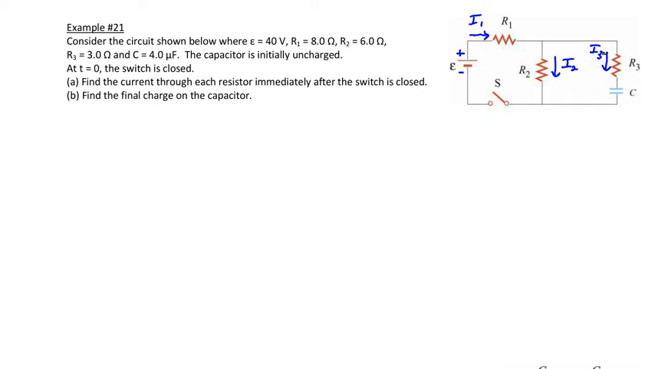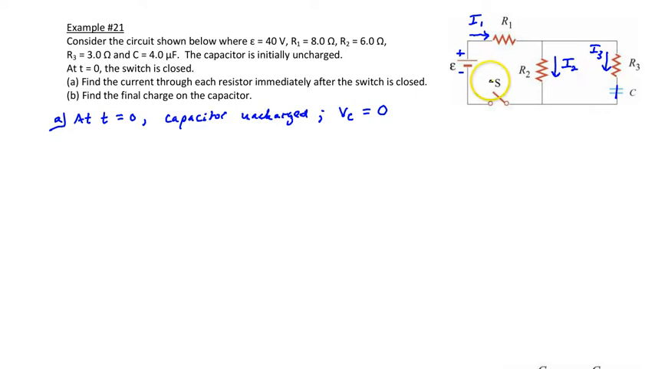Now, initially at t equals 0, the capacitor is uncharged. And because it's uncharged, the voltage across the capacitor is therefore 0. So essentially, there's no voltage drop across this resistor. If it makes it easier to visualize, you could just imagine there's a wire going straight through there. That's not really what's happening, but there's no voltage drop across this. So you really have a resistor in series with this parallel connection of R2 and R3.